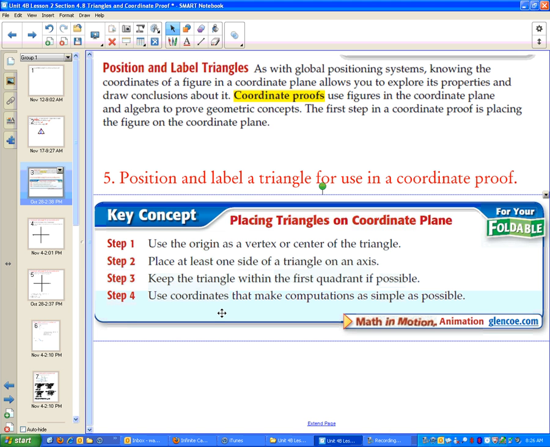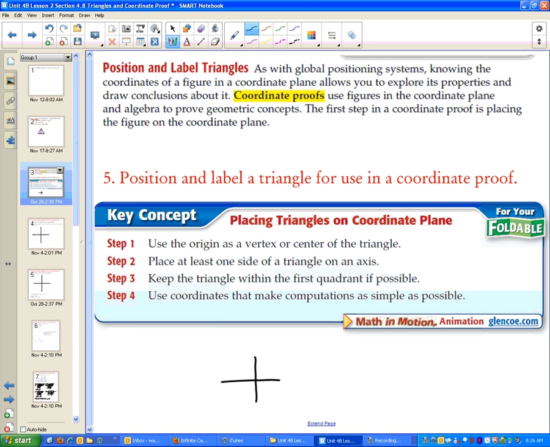If it's an isosceles triangle, that works really well to put the base on an axis. Okay? Keep the triangle within the first quadrant if possible. You know how your coordinate planes are divided up, quadrant 1, 2, 3, 4. You familiar with that numbering? Quadrant 1, if it's not quadrant 1, it tends to be half in quadrant 1, half in quadrant 2. That's what we tend to do.